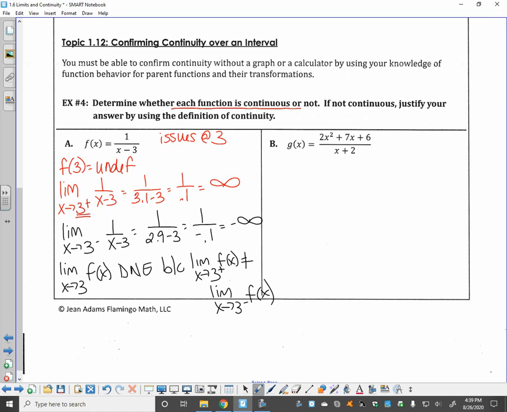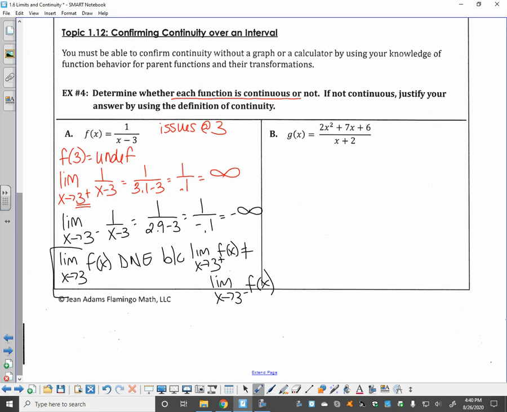Okay, and yes, it's a pain, but you have to write all that stuff. So all of this was just for the limit. Now I haven't addressed the continuity yet. Okay, so I can say f of x is not continuous at x equals 3 because f of 3 does not equal the limit as x approaches 3. And I have all my work to prove that.